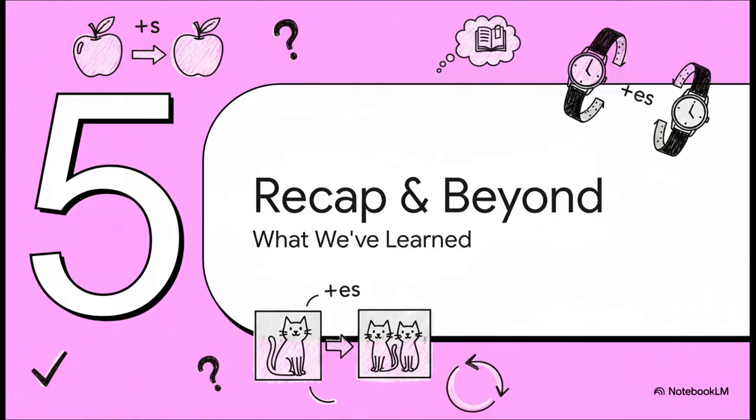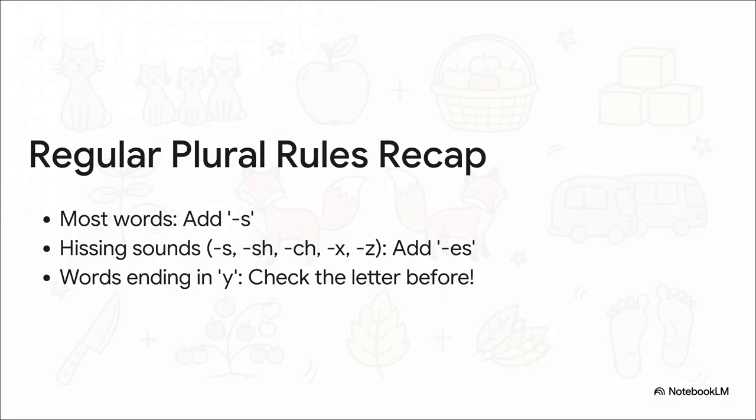Okay, let's just do a super quick recap of what we've covered, and then we'll wrap things up. So really, when you boil it all down, it's just three things to remember. First, your default move is always to just add an S. But you gotta keep an ear out for those hissing sounds, because those need an ES. And finally, for any word ending in Y, just take a peek at the letter before it. That'll tell you everything you need to know.